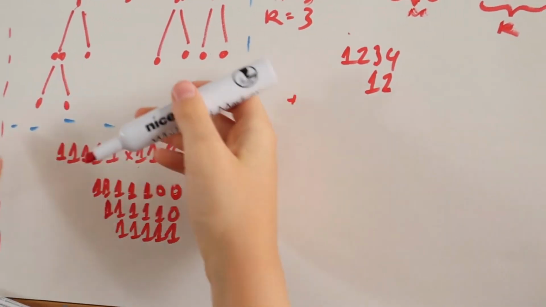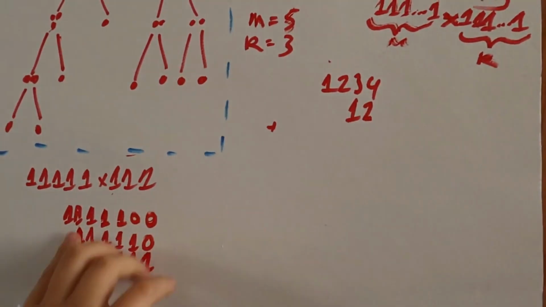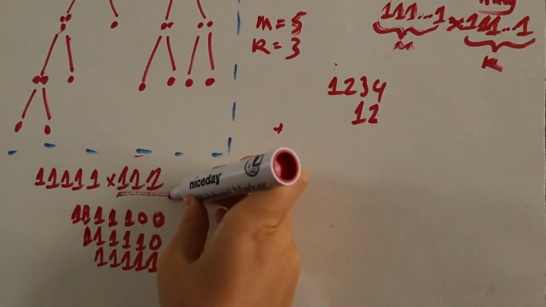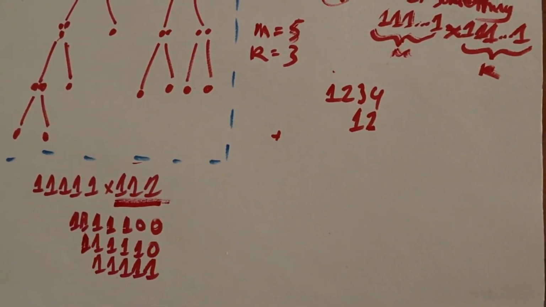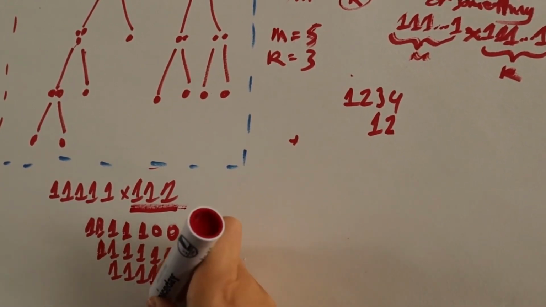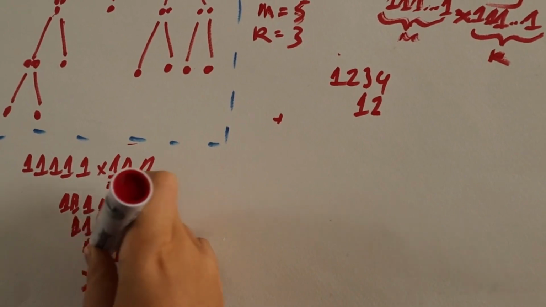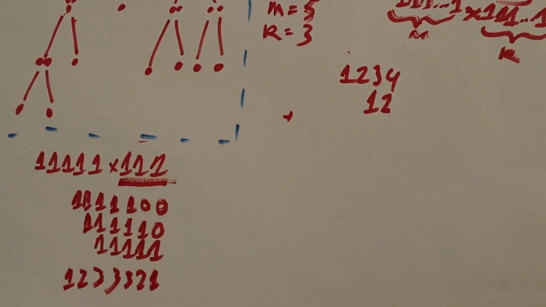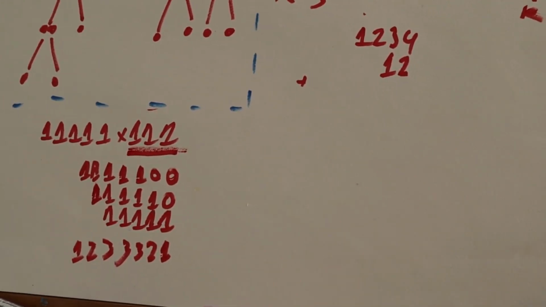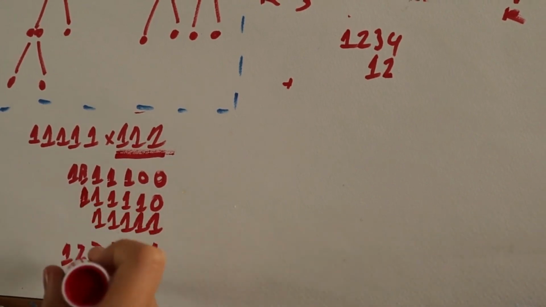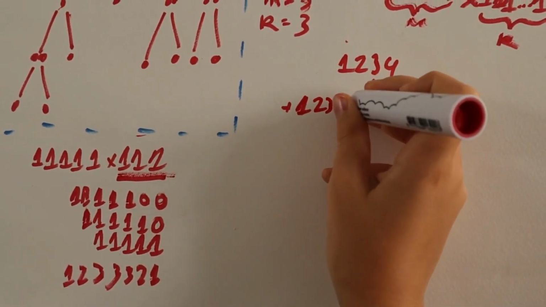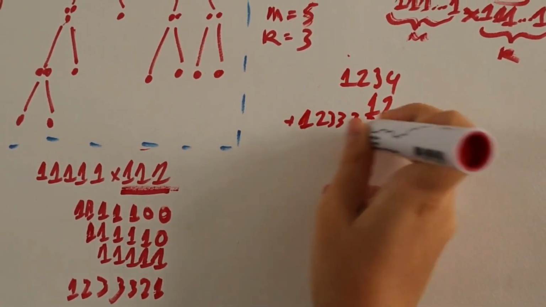I'm always going to end up with these 1, 1, 1, 1, 1s shifted along like this, and the number of times it's shifted is the number of ones in the other number. And then if I add these together, I'm going to get 1, 2, 3, 3, 3, 2, 1. So the eventual number that I get is going to be this. Now we can fill that in here: 1, 2, 3, 3, 3, 2, 1.